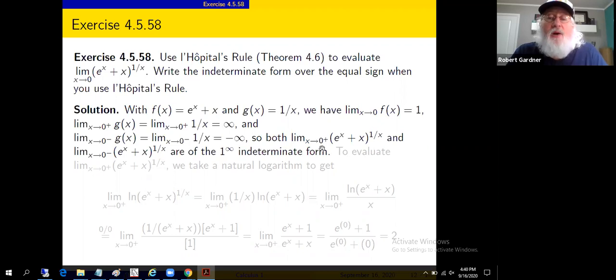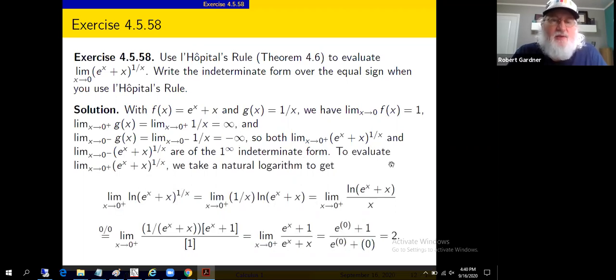But both of these are of a 1 to the infinity indeterminate form. I'm going to evaluate them separately because in one case we get a positive infinity, and in the other case we get a negative infinity. So let's deal with those separately. Their behaviors will be very similar though. So we'll take a limit as x approaches 0 from the positive side of the original function. All right.